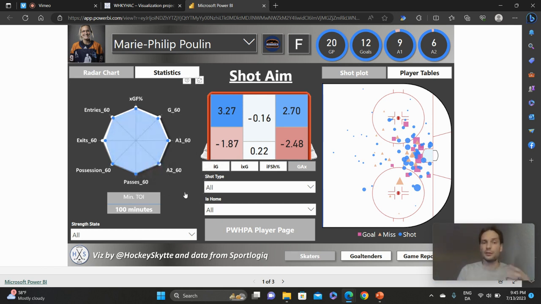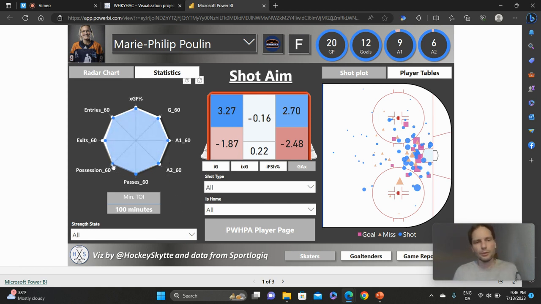The radar chart works like this. It indicates her ranking within this specific category. So if she's all the way to the top, it means she's ranked number 1. So you can even go here and see there are 45 players meeting the minimum time on ice requirement. And she's ranked 43rd, so this means she's ranked number 3. She's ranked 3rd in primary assists. So that's how you interpret the radar chart.